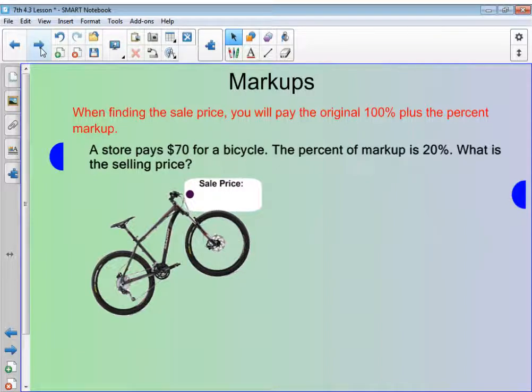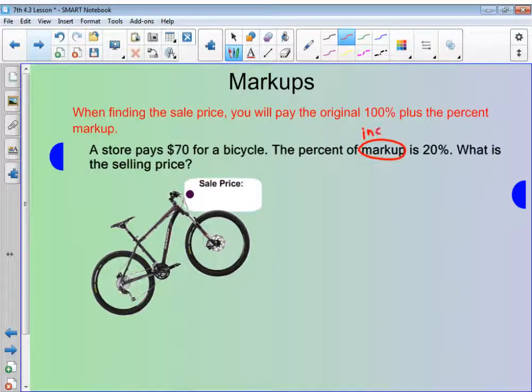So it says a store pays $70 for a bicycle. So that's what the store pays. The percent of markup is 20%. So increase, whenever we see the word markup, it's like increase. Okay, they marked it up, it's going up. We're going to add 100% to get our new percentage. Okay, or you can figure out 20% of 70 and then add that back into the 70.